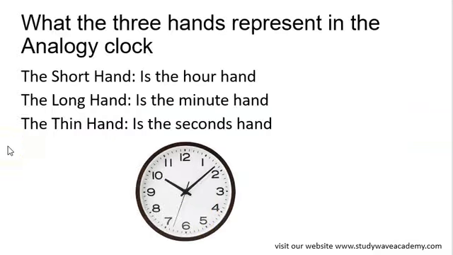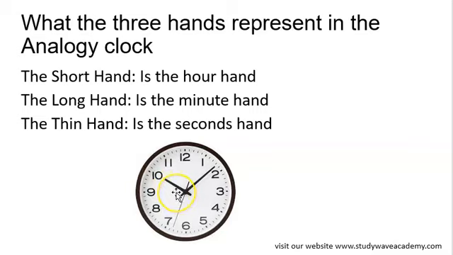Let's move on. We have the three hands that represent the analog clock. If we look inside our clock, we have three strokes inside it, right? They are called the hands of the clock, okay? The shortest hand is known as the hour hand, and it points to the hour. It moves slowly and makes one full revolution every 12 hours. The hour hand tells us about the hour, okay?